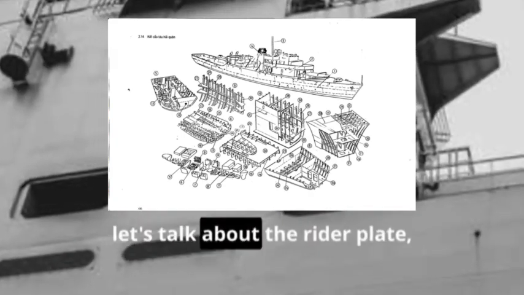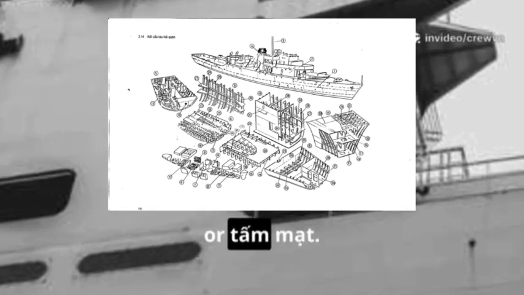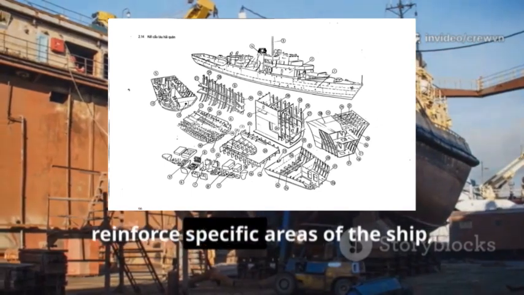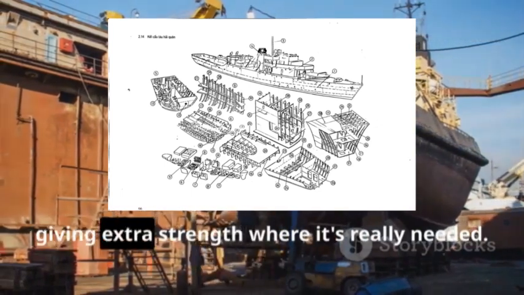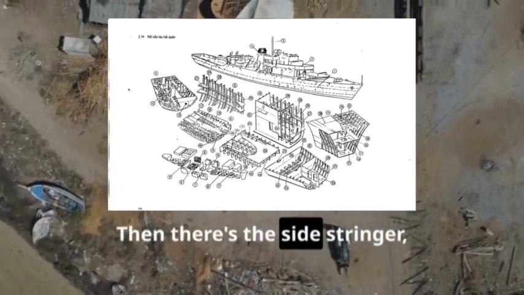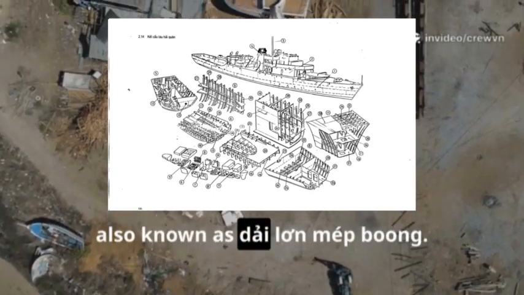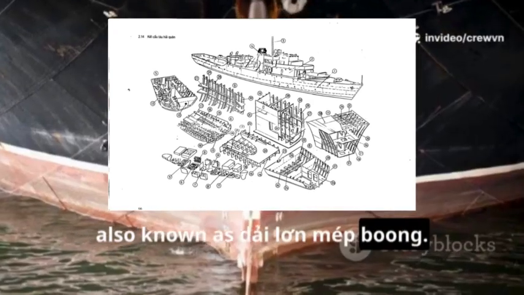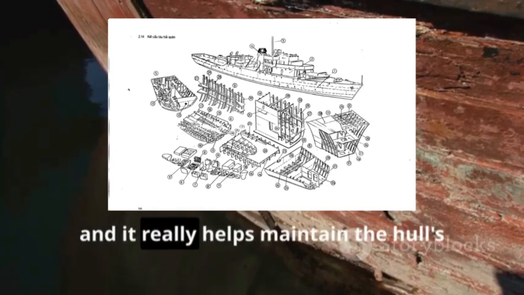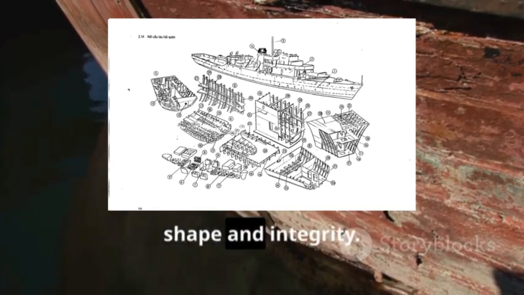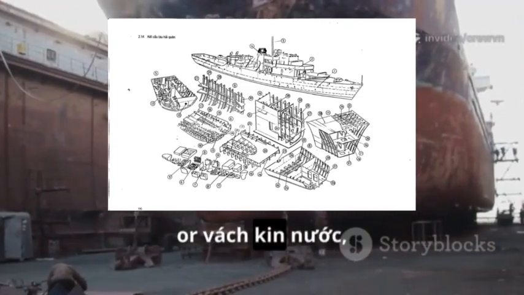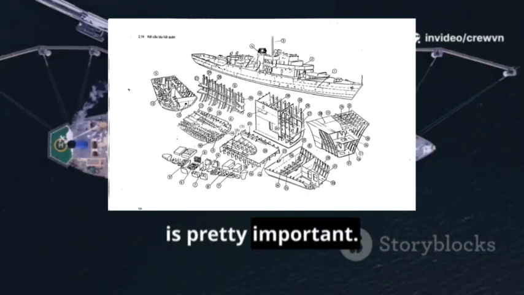So, let's talk about the rider plate, or tam mat. This is a type of plate that's used to reinforce specific areas of the ship, giving extra strength where it's really needed. Then there's the side stringer, also known as dai lon mep boom. It's a long reinforcement running along the side of the hull, and it really helps maintain the hull's shape and integrity. Moving on, the watertight bulkhead, or vach kin nuok, is pretty important.